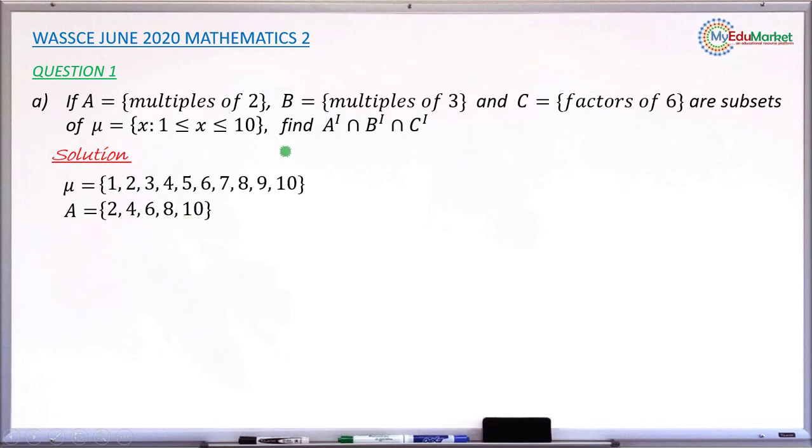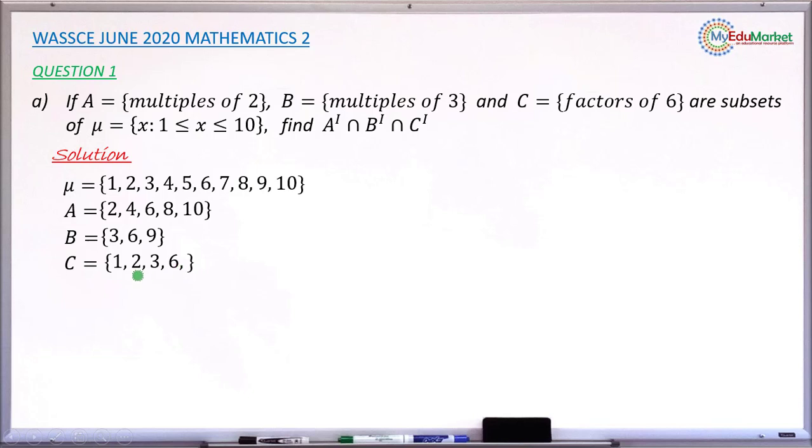Moving to set B, I'll also write the elements in set B. The elements in set B are multiples of 3. So multiples of 3 from this very universal set are only 3, 6, and 9. I'll move to set C. I'll write also the elements there. Set C, remember, says factors of 6. Those numbers that can divide 6 from this universal set are the factors of 6. So the elements in set C would now be 1, 2, 3, and 6. All these numbers can divide 6 without a remainder. So they are factors of 6.